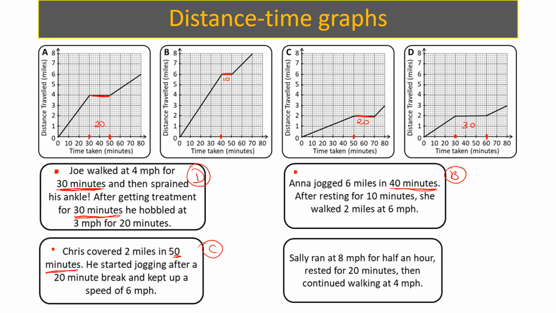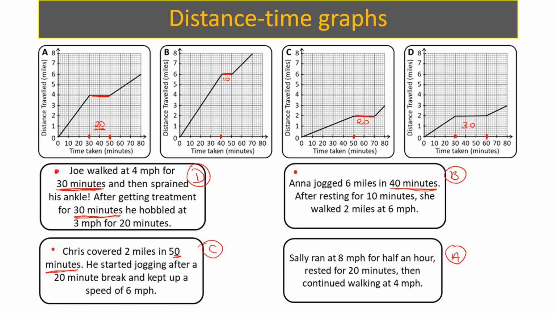Let's have a look. Sally ran at 8 miles per hour for half an hour. Half an hour, that is 30 minutes. So that is correct. She rested for 20 minutes. That is also correct. She rested for 20 minutes, then continued walking at 4 miles per hour.